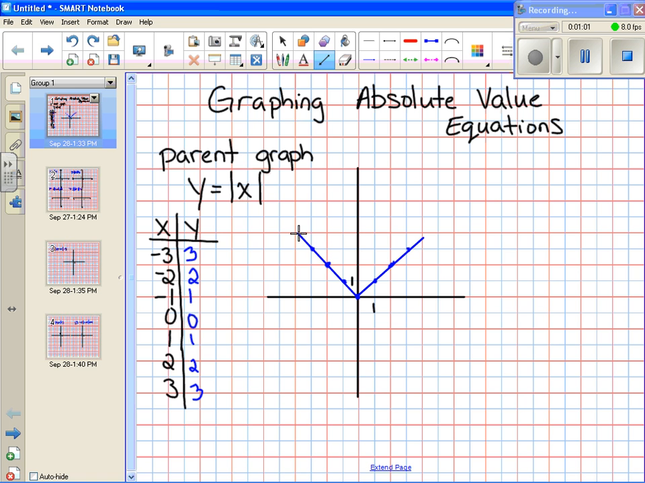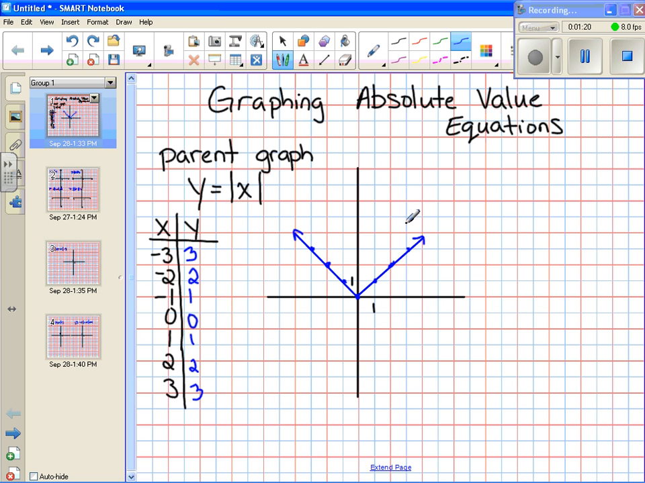And that's actually one of the ways that you can recognize an absolute value graph, is because you will have a graph that's V-shaped. Now this is what we consider the parent graph, so we're going to use this graph when we make changes to the equation. And again, this is the activity that we did in class.